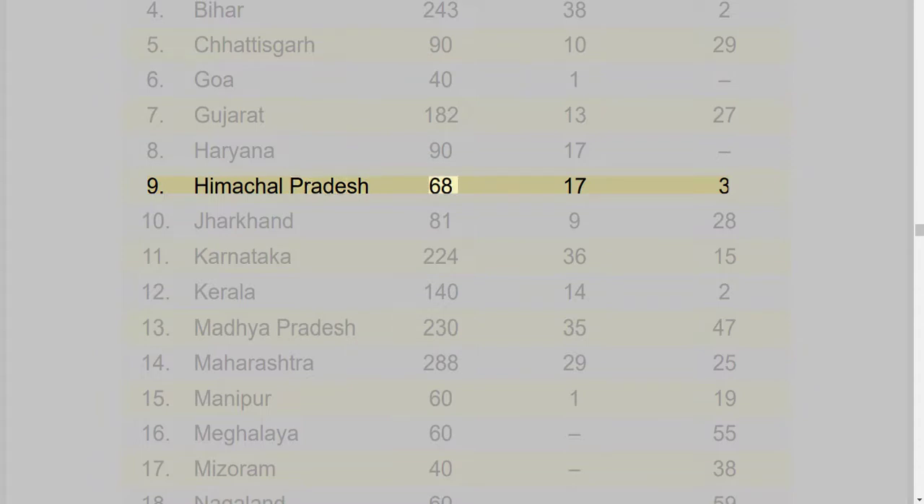Himachal Pradesh 68 17 3 10. Jharkhand 81 9 28 11. Karnataka 224 36 15 12. Kerala 140 14 2 13. Madhya Pradesh 230 35 47 14. Maharashtra 288 29 25 15.